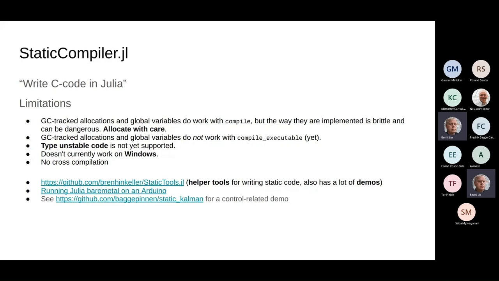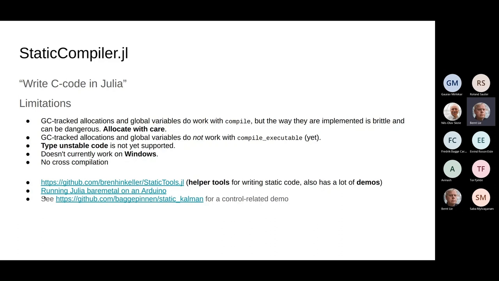A Julia string is typically heap allocated, and the compiler doesn't like that. So if you want to compile something containing strings, you need to use the StaticStrings package. So there are some facilities to help you do that. And if you can live with those limitations, you can actually compile Julia code and run it on interesting platforms today. But there is a lot of work in progress going on here.